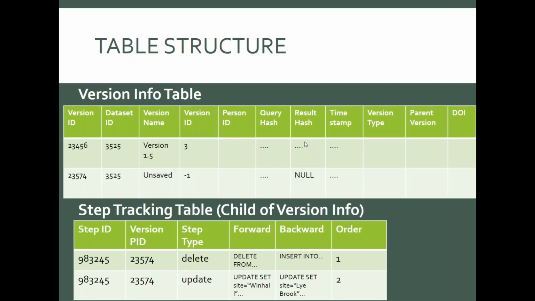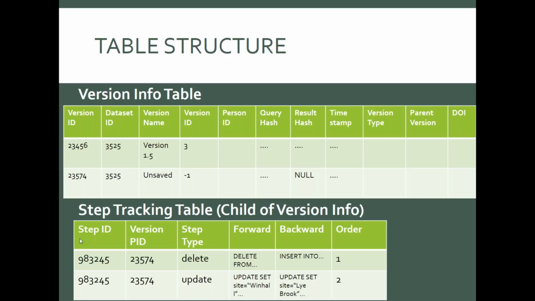The query hash and the result hash, you can see it's null when it's not a saved version. Then timestamping, and then version type. We needed this for defining versions that were either append types, edit types, or subset type versions, because there's slightly different system behavior based on which one it was. The parent version was basically provenance tracking, and also identifying for subset queries which the target version was. And then the digital object identifier. So this is one per version for each data set.